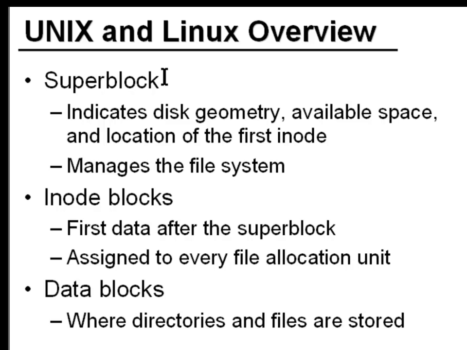It also contains a super block, which has a disk geometry. It shows available space on the disk and the location of the first inode. And later on we'll see that. This is used to manage the file system. After that comes the inode blocks, which is the first data right after the super block, and it is assigned to every file allocation unit. And then we have data blocks.